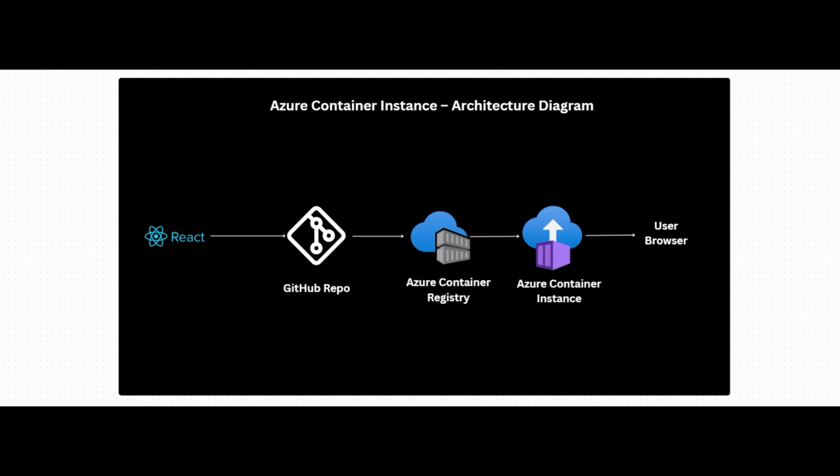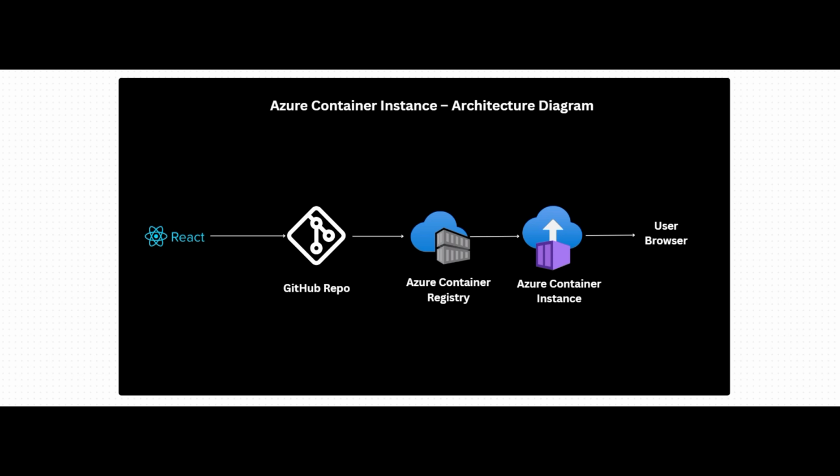Using the Azure Container Registry, we'll either create or pull the Docker image of our React app. And finally, we'll deploy the image into the Azure Container Instance where our application will run and be accessible over the internet. So essentially, we're taking the app from GitHub, Azure Container Registry, and Azure Container Instance. Then we'll see it running in the browser.